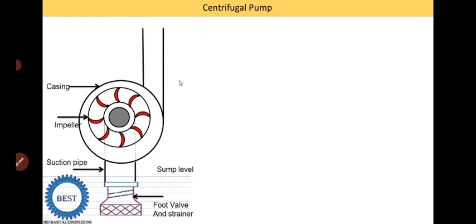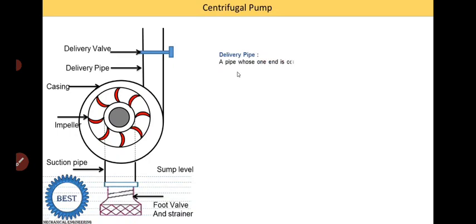And the last component is the delivery pipe and delivery valve. Okay, so here is this delivery valve. Now the delivery pipe is a pipe whose one end is connected to the outlet of the pump, and the other end delivers the water at the required height. This is the outlet from this casing. So the delivery pipe's one end is connected with this casing of the pump, and the other end is connected at the point to which we are required to supply the water.